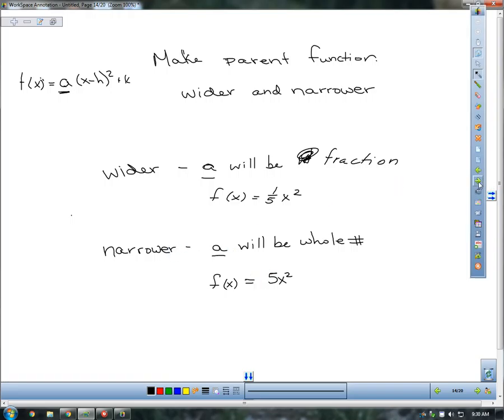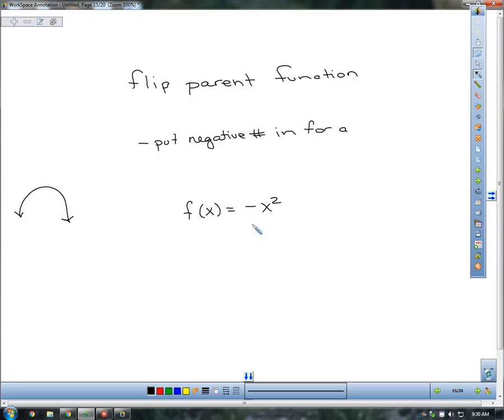And last but not least, if you want to flip the parent function or make it a sad face, you put a negative out front. Now you could also have a number out here, so if I had f of x equals negative 3x squared, that would be flipped, so it would be upside down, and it would also be narrower than the parent function.